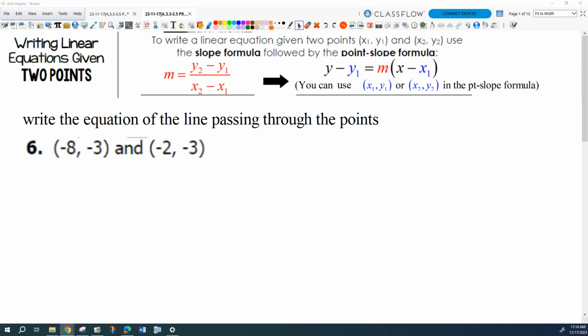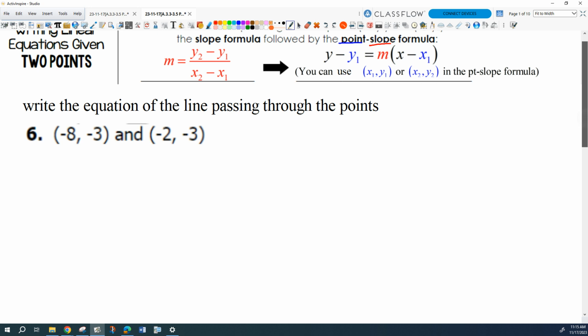So we're working with point slope formula, right, from yesterday. We know the ingredients for point slope formula are the coordinates of a point and a slope. And if we need to, we can calculate the slope from the coordinates of 2 points, like in this case. And we did one like this yesterday.